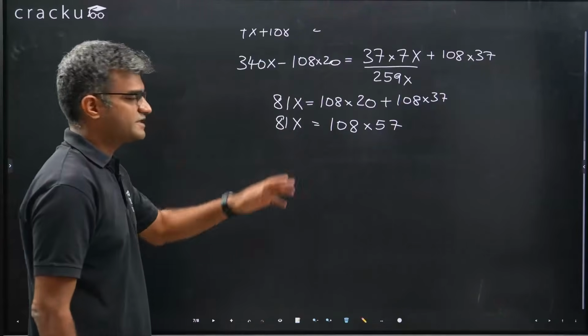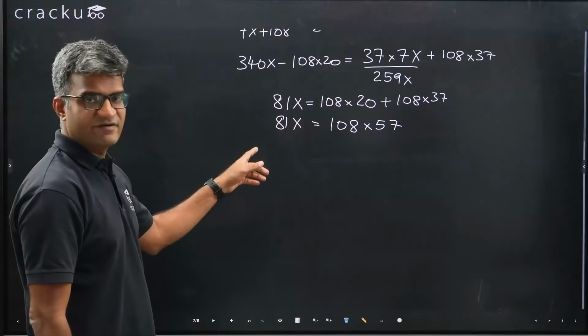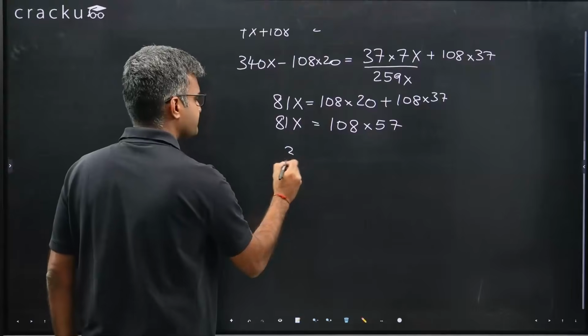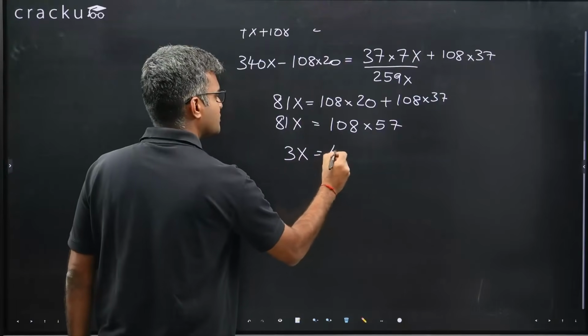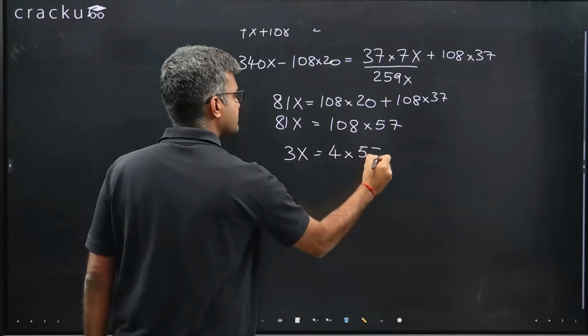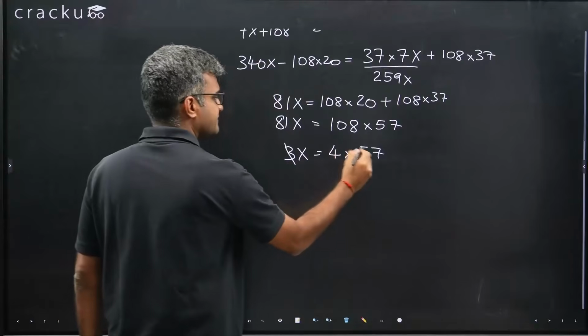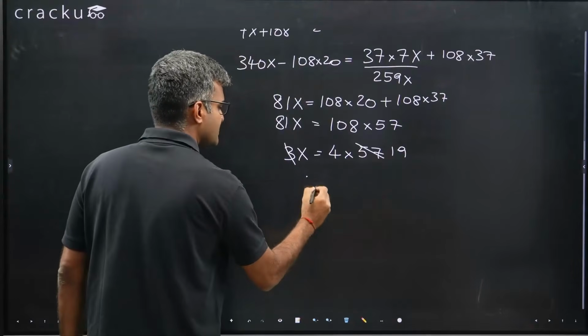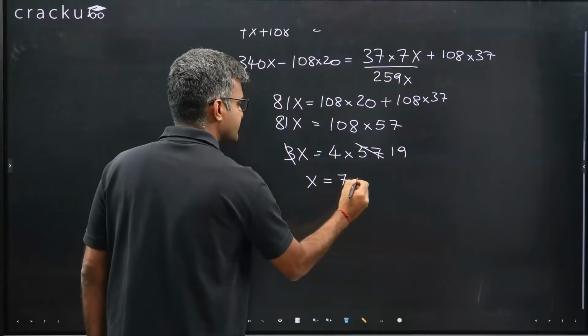We can divide both sides by 27. 81 divided by 27 is 3, so 3x is equal to 4 into 57. 57 divided by 3 is 19. So the value of x is equal to 76.